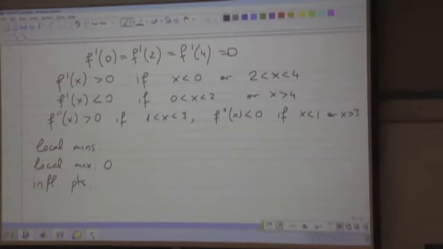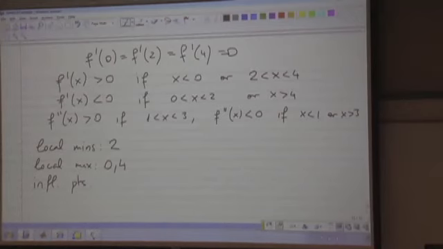What happens at 2? Negative to positive, which makes it a minimum. And at 4? It changes from positive to negative, so it becomes a maximum again. Right?